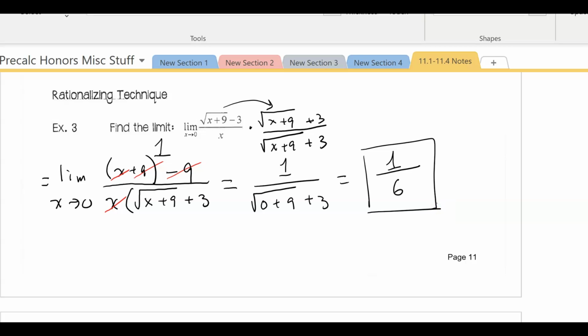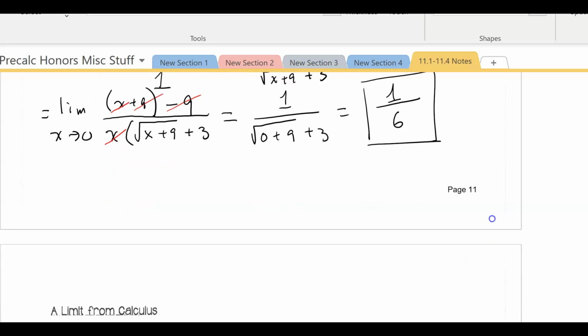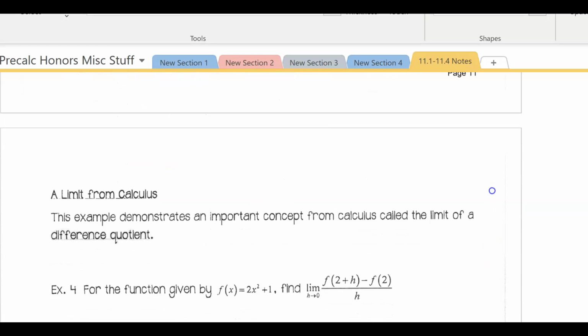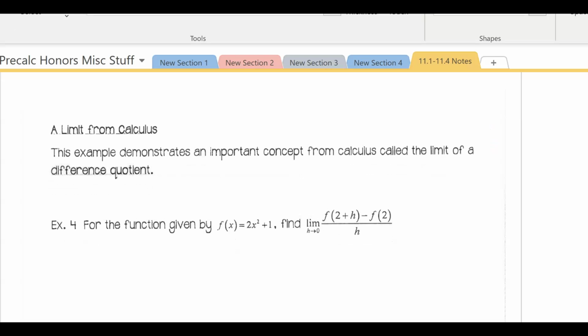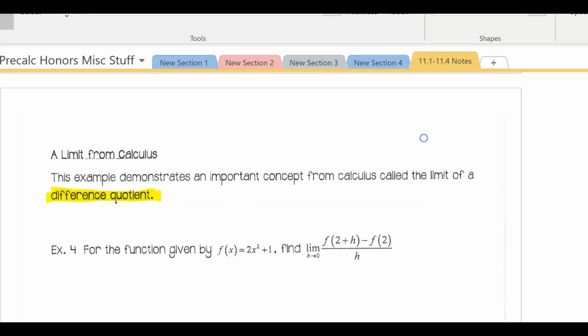All right, so I'm going to end this video here. In the next video, we'll take a look at this limit from calculus called the difference quotient, and this is going to be one of the most important concepts that we're going to discuss at the end of the school year. So, as always, make sure you get your questions answered, and we'll see you in the next video.